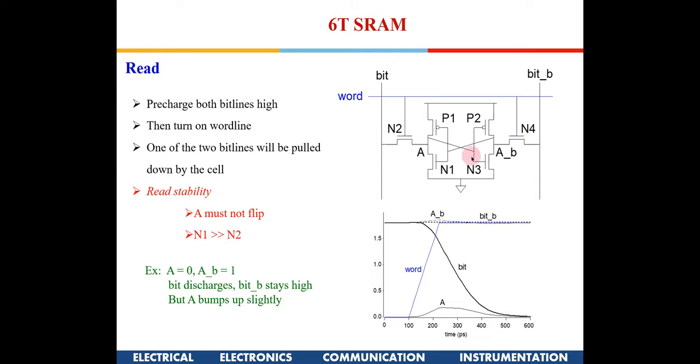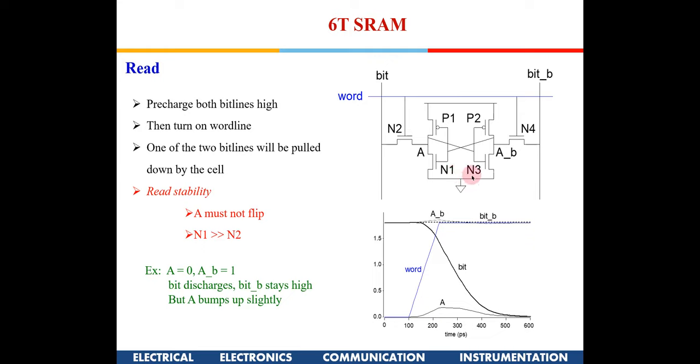Similarly, if it is zero out here, and suppose it is one on the other side, then this transistor will pull the bit bar line to zero. So both are pre-charged to VDD, and then that pre-charging circuit is eliminated from the circuit, so they become floating. And once you connect the cell, one of the nodes will be pulled to zero.